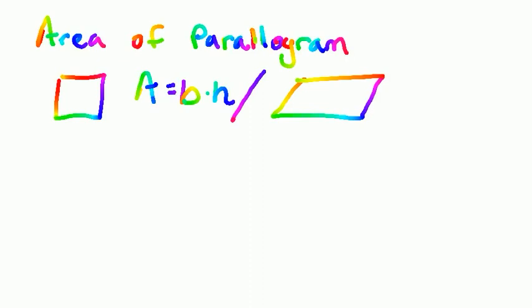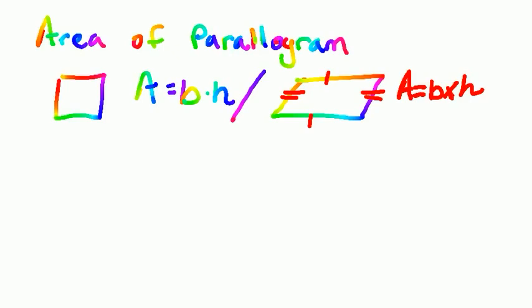We know it's a parallelogram because this side and this side are equal. They are parallel, which means they never touch, and also we know that these two sides are parallel to each other because they will never touch. So the formula for the area of a parallelogram is also area equals base times height.